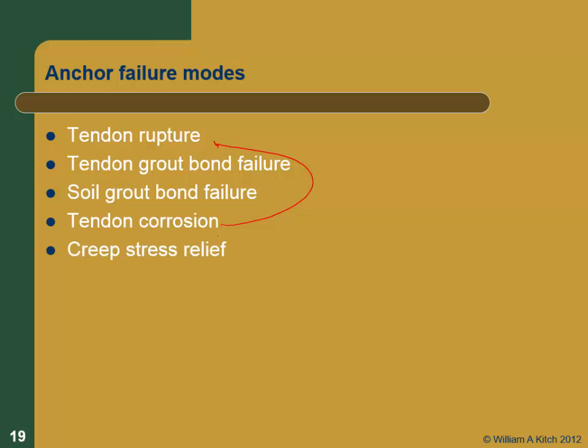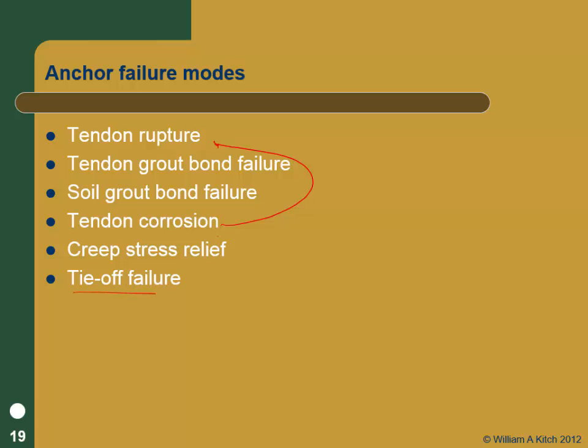We can also get failures because of creep, either between the tendons and the grout or the grout and the soil. If there's a creep phenomenon, if we get the loads too high, there'll be some relaxation in the soils or in the tendons, and we'll actually lose stress. We'll lose the load in the anchor because of creep. So one of the tests that you always do when you do those load tests is a long-term load test. It's like overnight. You do it to ensure that you're not going to have any creep problems.